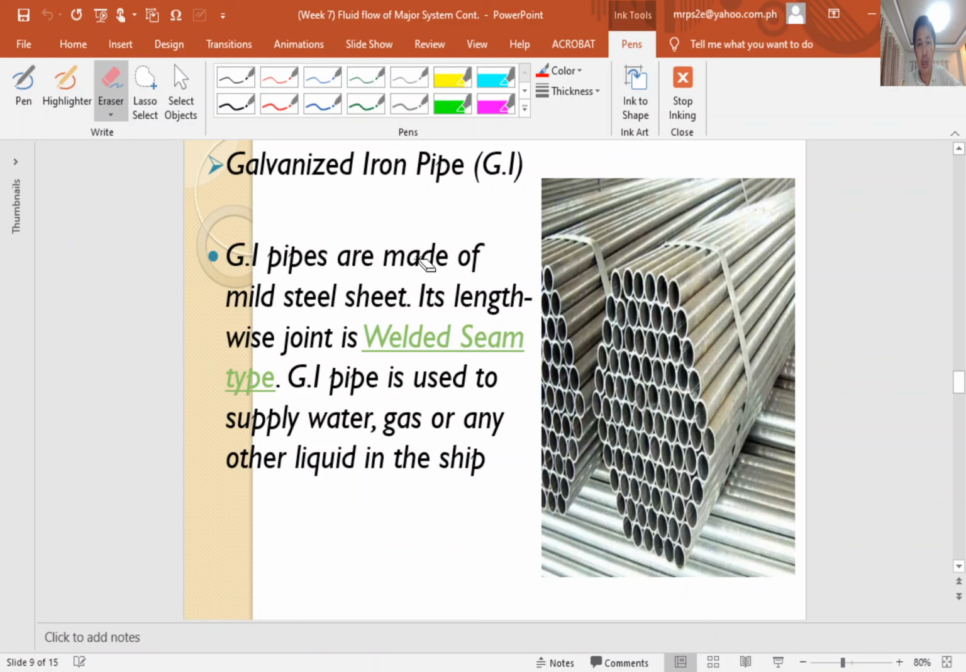So we have here also a galvanized iron pipe. In short, we call this one GI pipes. The GI pipes are made of mild steel sheet. Each lengthwise joint is welded the same type. GI pipe is used to supply water, gas, or any other liquid in a ship. So this one is a GI pipe.